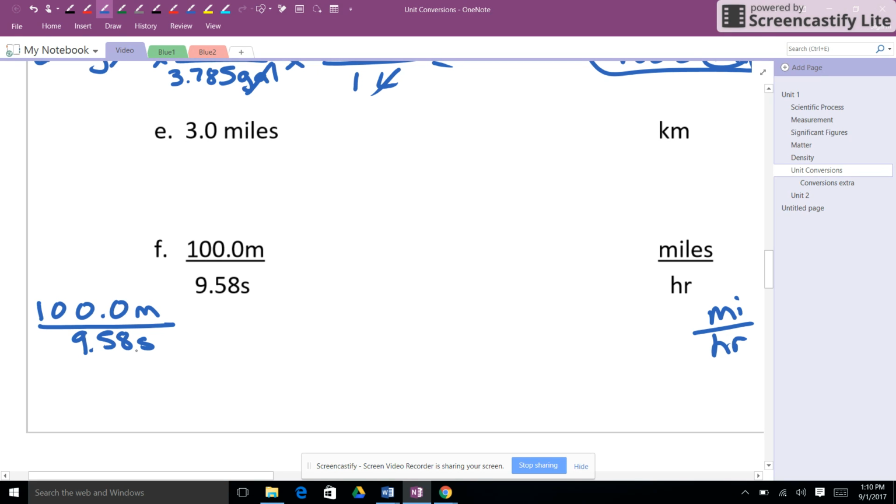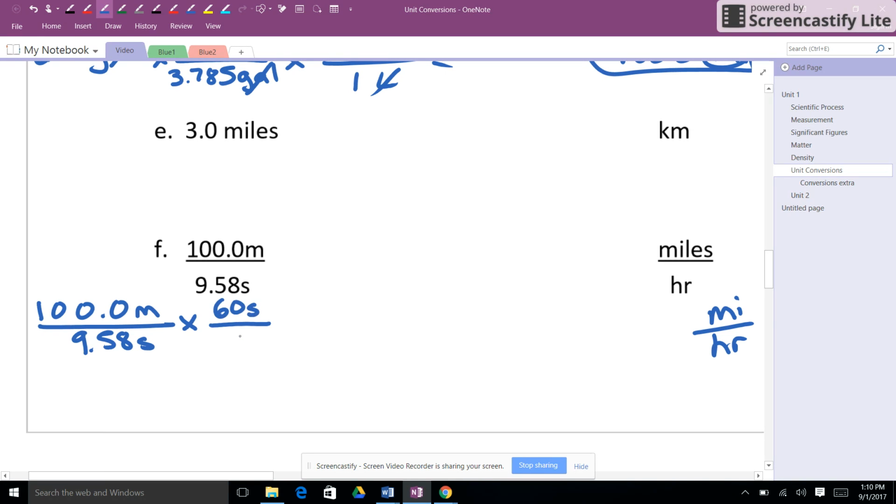Let's write down what we know on the left and what we're looking for on the right. Now, really, it's your choice to decide here. Do you want to turn meters into miles first or seconds into hours? Either way, I would go with one long pathway here. I'm going to go ahead and get rid of my seconds first and turn it into hours.